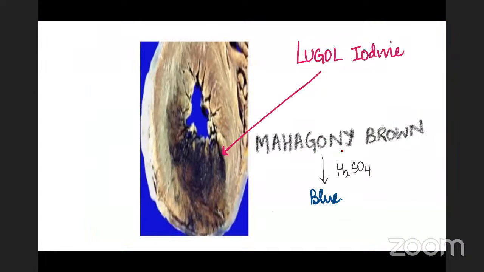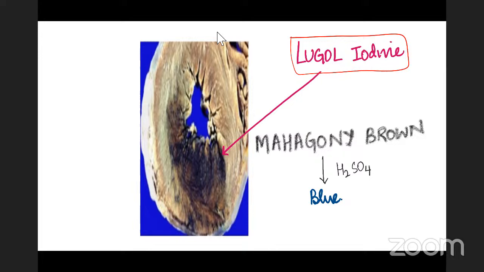Apart from that, grossly, amyloid has a waxy appearance. Remember, waxy appearance. And if you put Lugol iodine on amyloid, that area will become mahogany brown, and if you put sulfuric acid on it, it will turn blue. This reaction is like starch with amylase. That is why it is called amyloid.